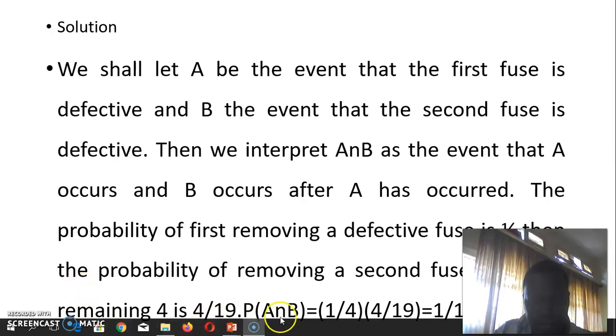Then the probability of removing a second defective fuse from the remaining is 4 out of 19. Therefore, the probability of A intersection B is equal to a quarter times 4 out of 19, which is equal to 1 over 19.